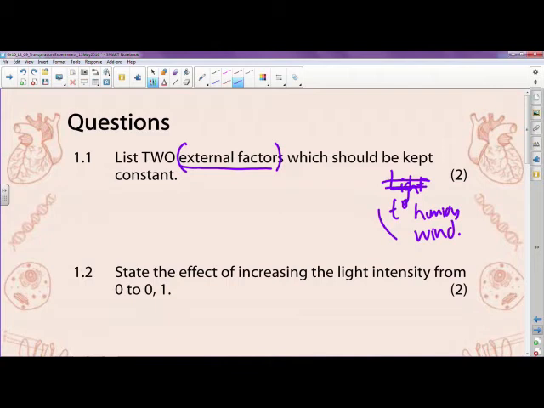So you could have had temperature. You could have had wind. You could have had humidity. Any of those three would have been the correct answer. 2 out of those 3.